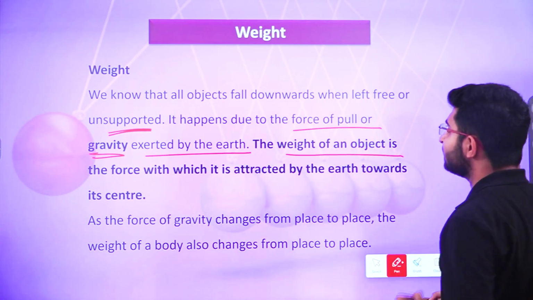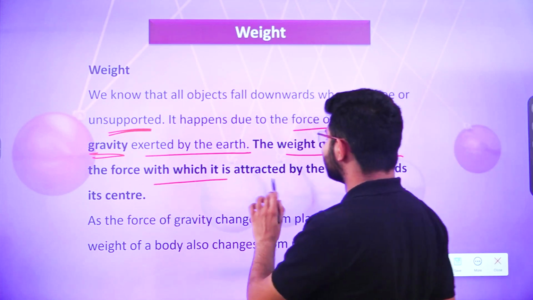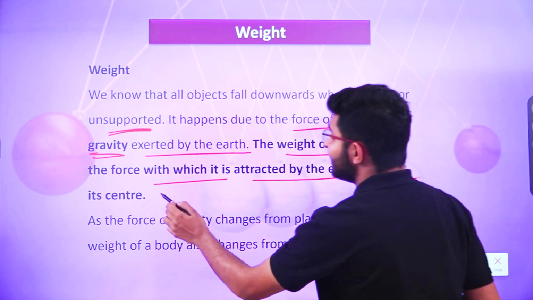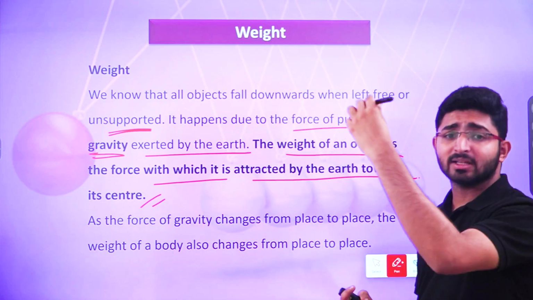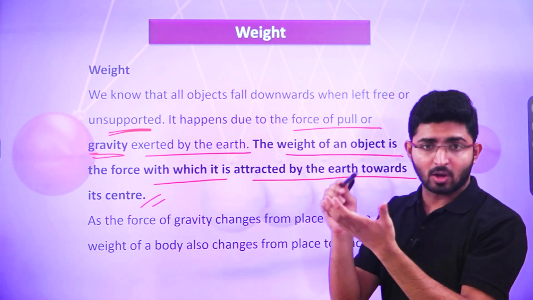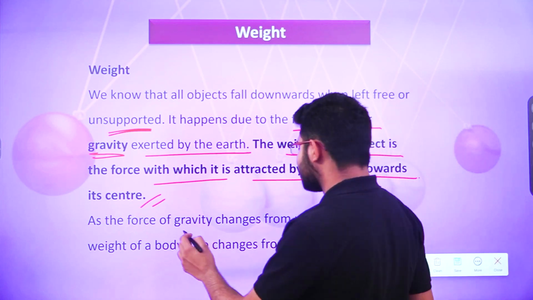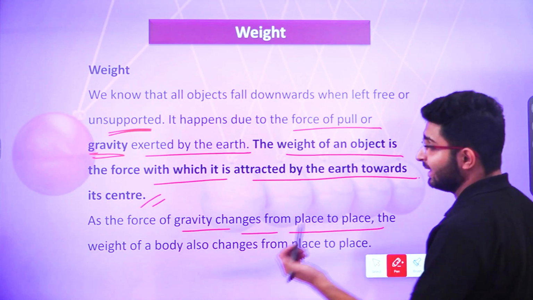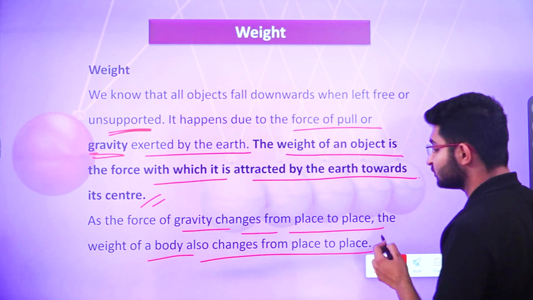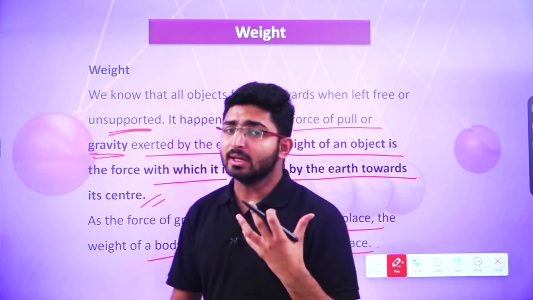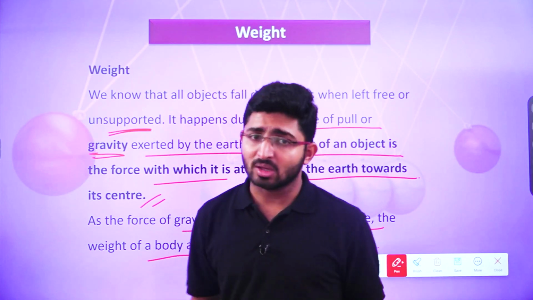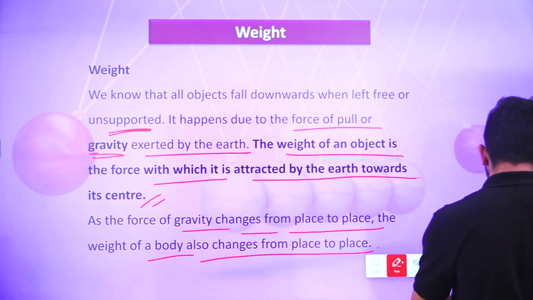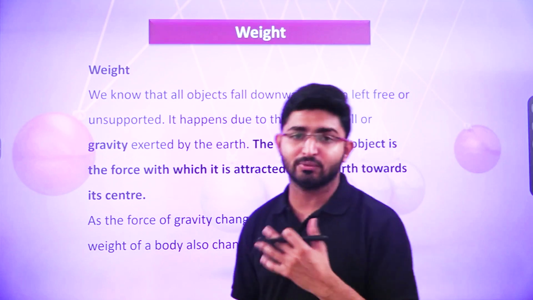The weight of an object is the force with which it is attracted by the earth towards its center. As the force of gravity changes from place to place, the weight of the body also changes from place to place. Obviously weight is dependent on gravity, but mass was not dependent on anything. Mass will be constant, right? So weight is dependent on gravity. Wherever the gravity is changing, weight will change, right?